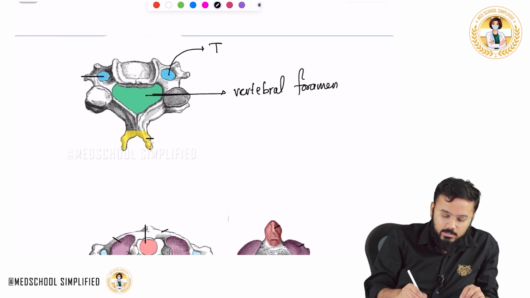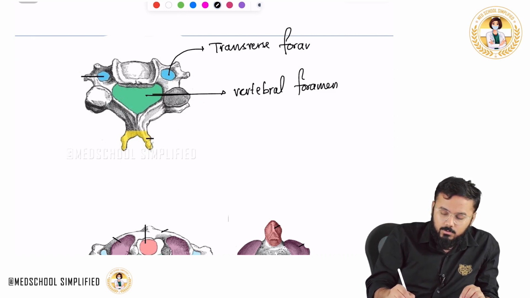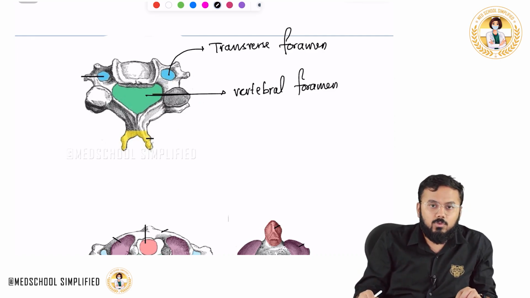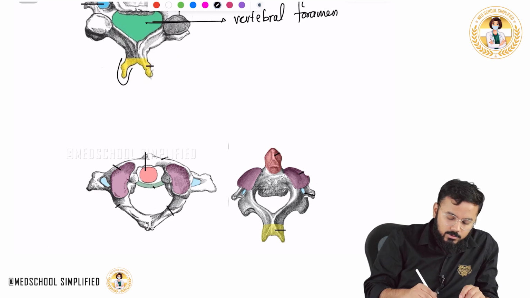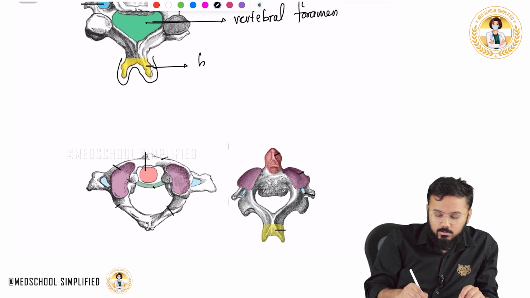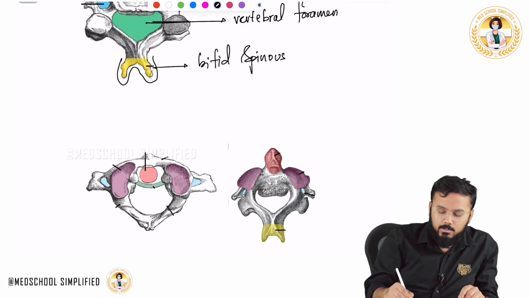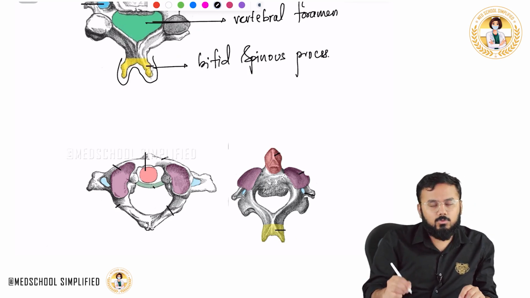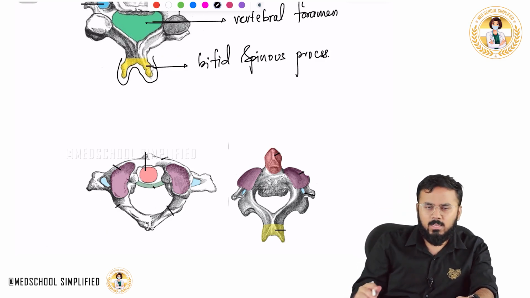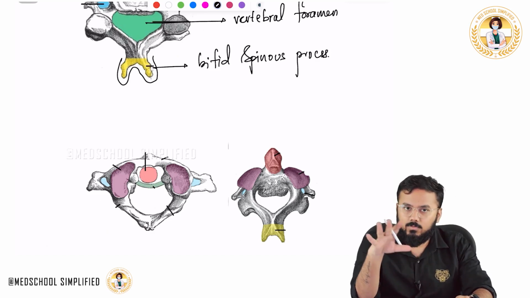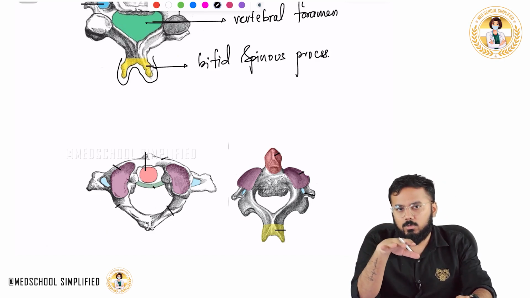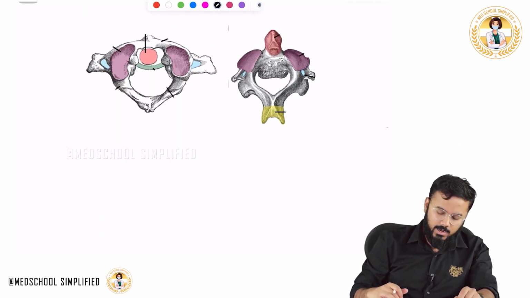I also told you about the transverse foramen. See, this is your transverse foramen. After this transverse foramen, what did I tell you? I told you that the spinous process is bifid. So you see the bifid spinous process. This is your bifid spinous process. Now we shall compare atlas with the axis. We shall compare these two bones and see what the differences are.